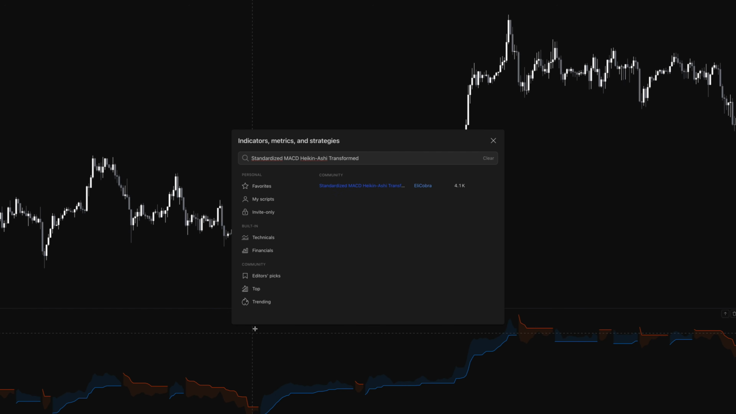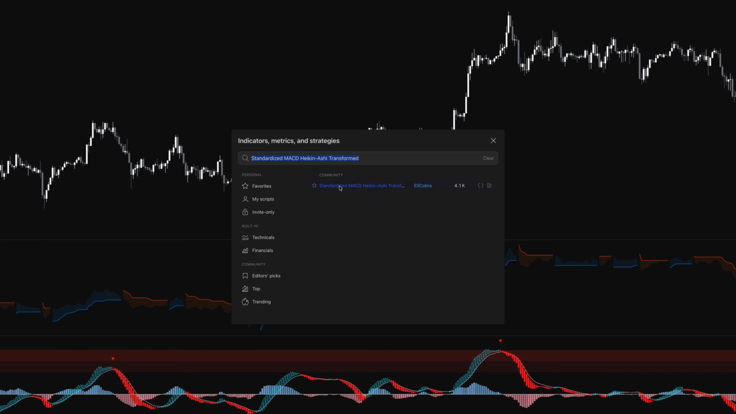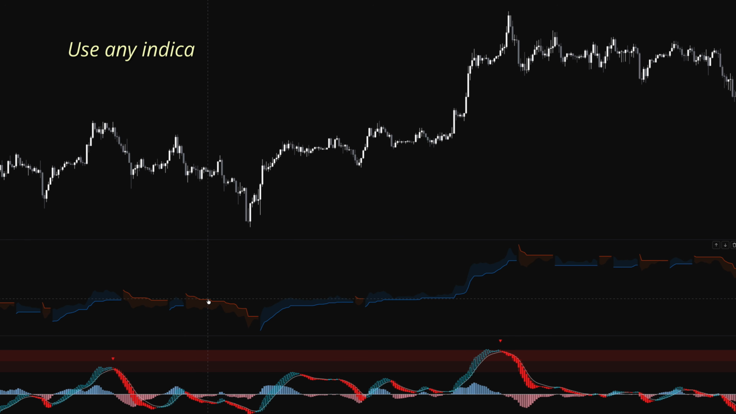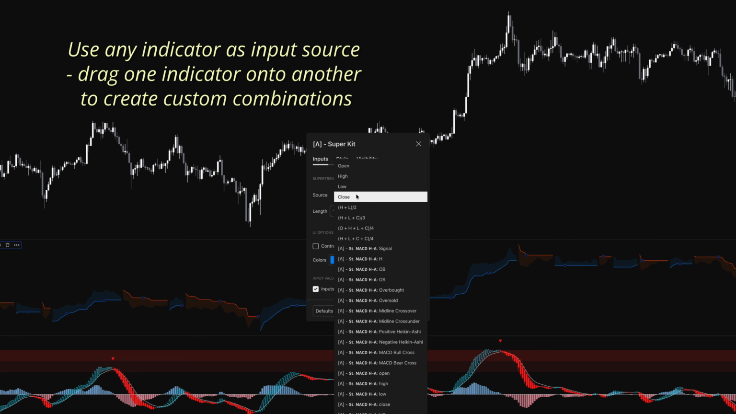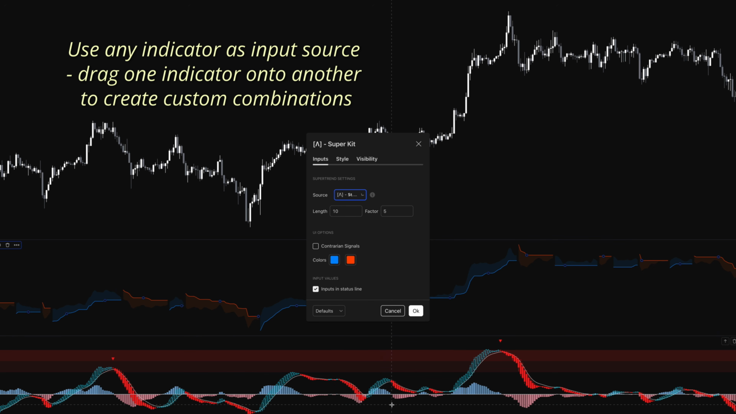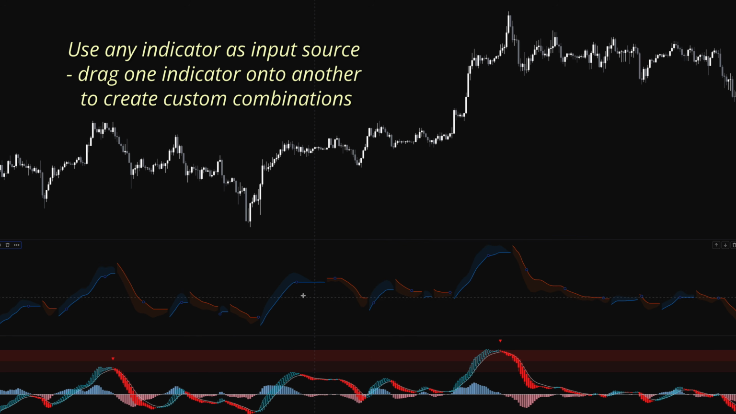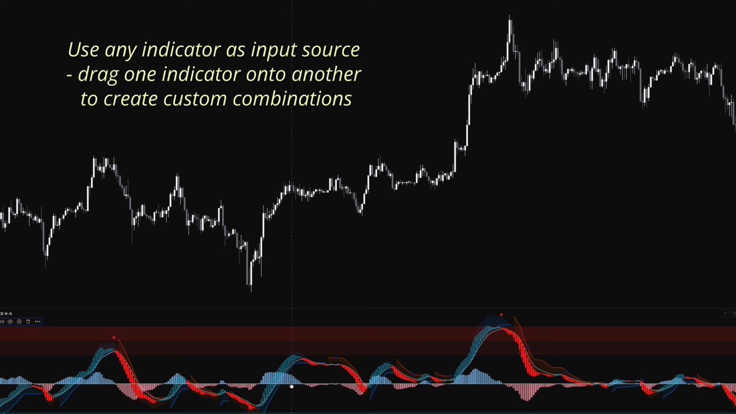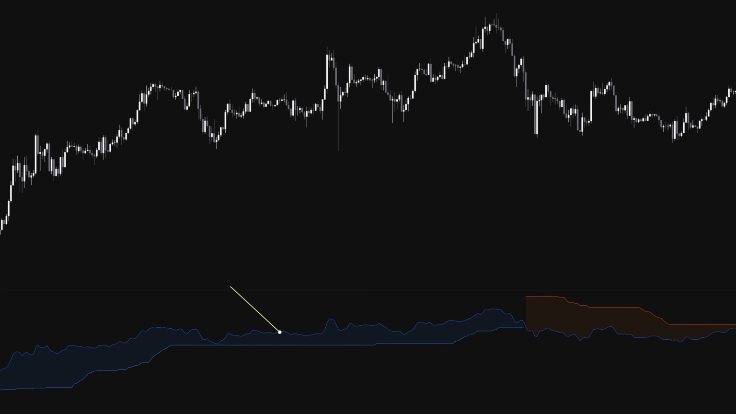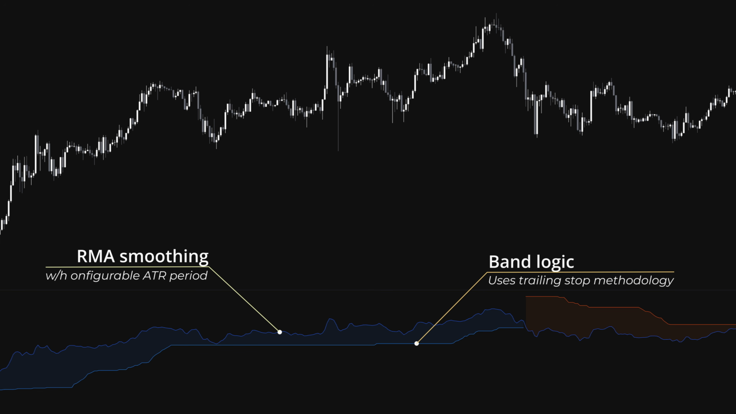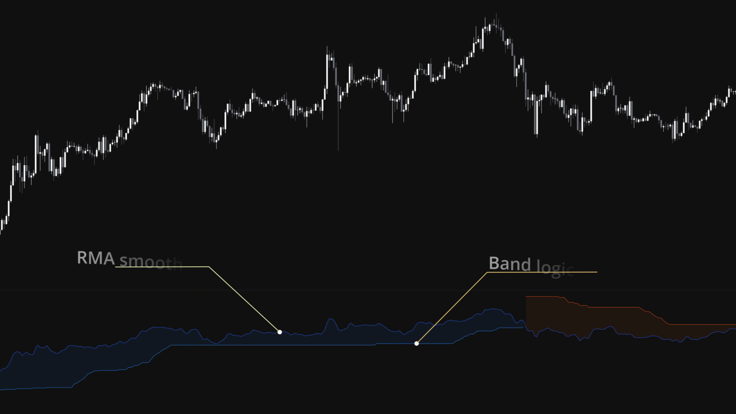The indicator constructs synthetic OHLC bars from any input source, enabling supertrend calculation on non-standard data like volume-weighted prices or custom oscillators. This flexibility allows traders to apply trend-following logic to derived metrics, rather than limiting analysis to traditional price action. The ATR calculation uses RMA smoothing with configurable period length, while the band logic employs trailing stop methodology that only moves in the trend direction.